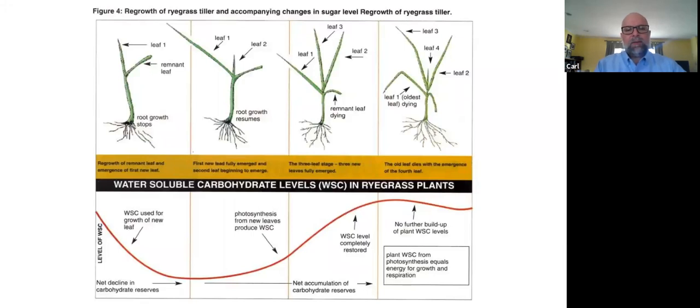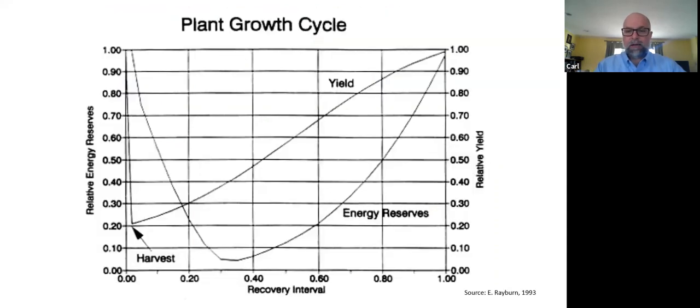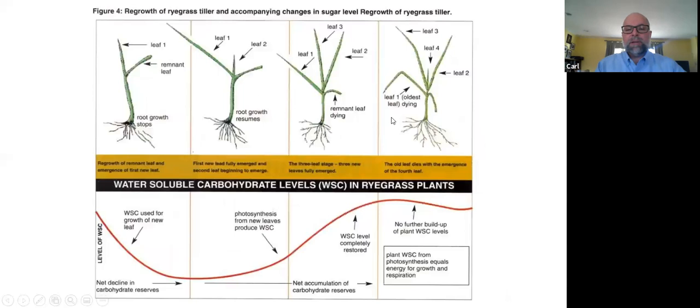As far as how you can tell where an actual plant is on this line, some people have developed a method looking at the number of fully emerged leaves on grass plants. Okay, and you can see that different stages of grass correspond to different carbohydrate levels.